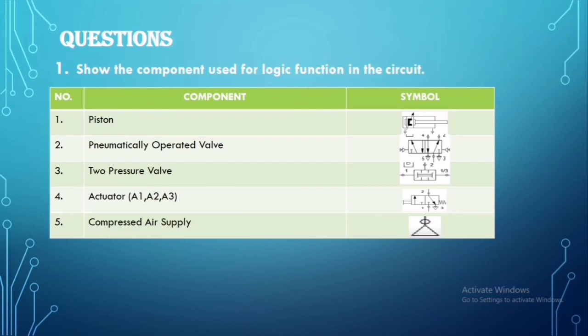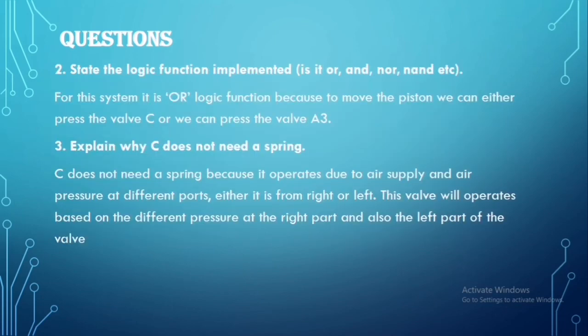Show the component used for logic in the circuit. Okay, first component we use piston. We use pneumatically operated valve, two pressure valve, actuator A1, A2 and A3 and compressed air supply. Question number 2. State the logic function implemented, is it OR, AND, NOR, NOT, or others. For this system, it is OR logic function because to move the piston we can either press the valve C or we can press the valve A3.